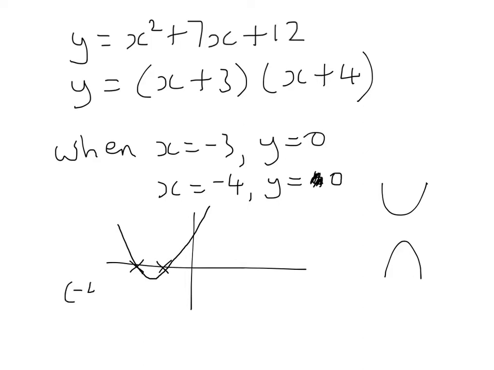This point here we said is (minus 4, 0). This is (minus 3, 0). This point here, excuse the motorbike passing by the house, is (0, 12). How do I know that? Because if I put x equals 0 into here, 0 plus 12 is 12.